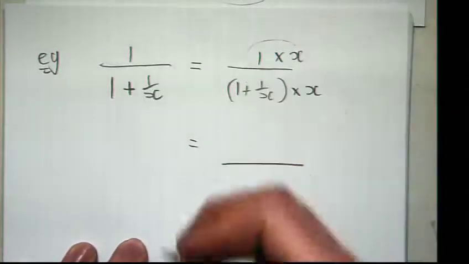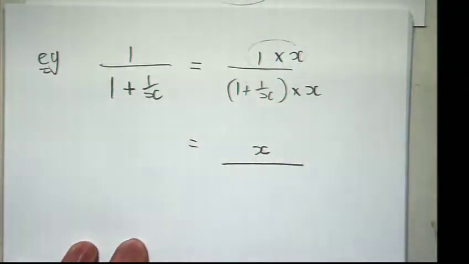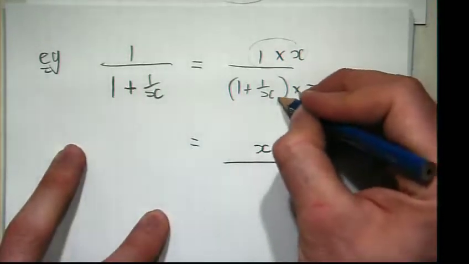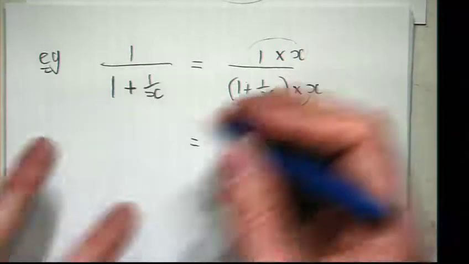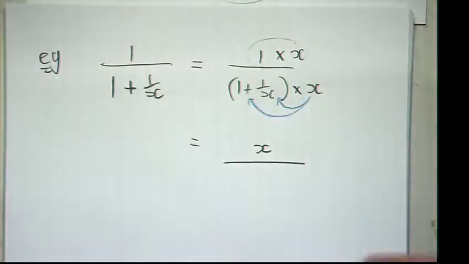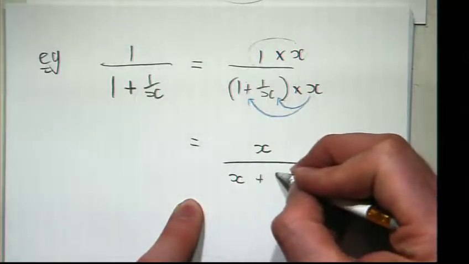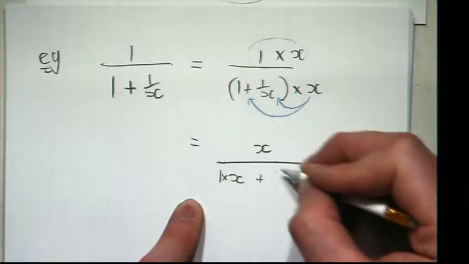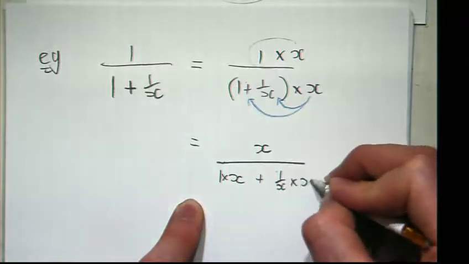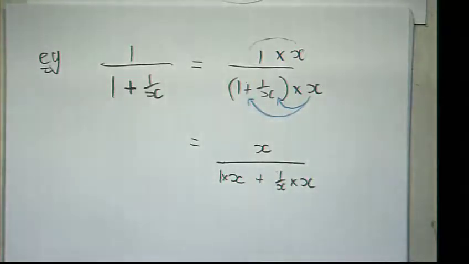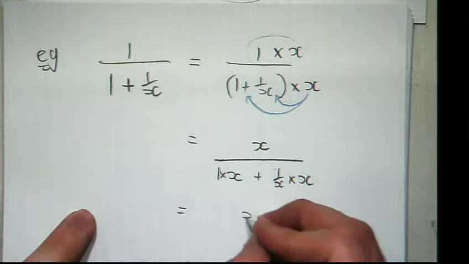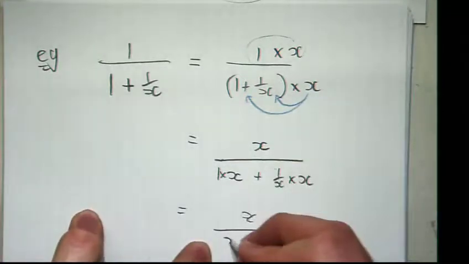So 1 times x on the top is really x. And the rules for multiplying say that I can bring times's inside of pluses, inside of brackets with plus. So 1 times x is x. We'll just write them explicitly. And I'll get that. Awesome. 1 times x is just x.